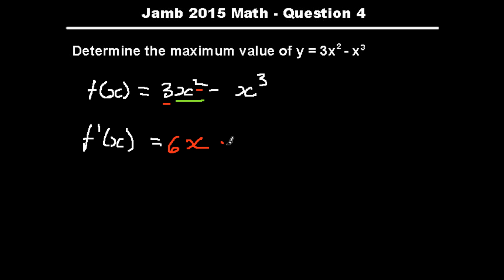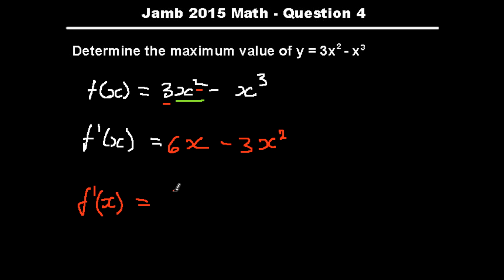We'll do the same thing on the other side. And we get 3 times 1 for the coefficient, and we get x raised to the power 3 minus 1, which is 2, for the new exponent. So now we know what the derivative of the function is. In order to find the interesting points, we need to set this equation equal to 0.